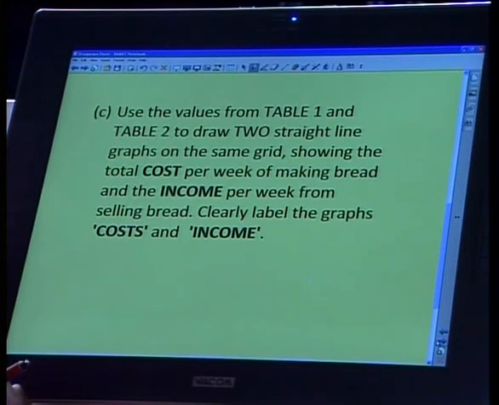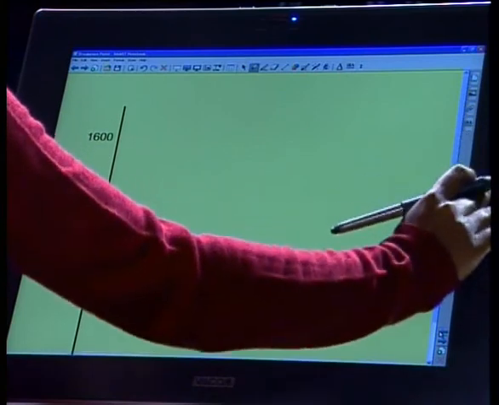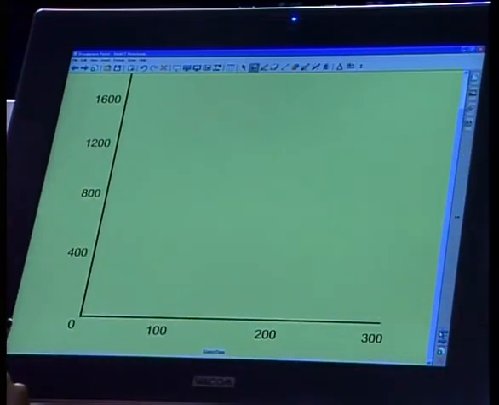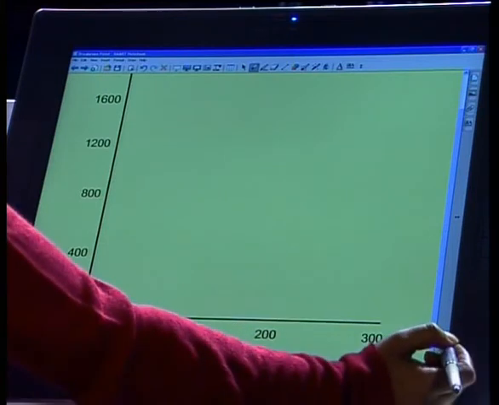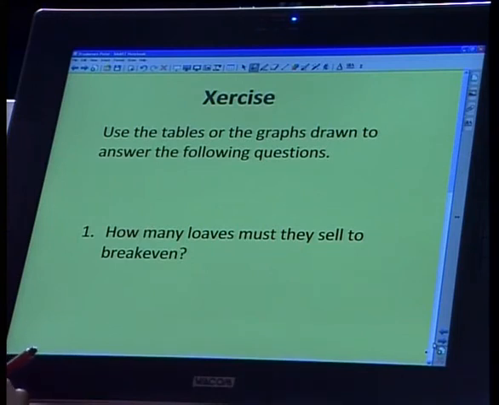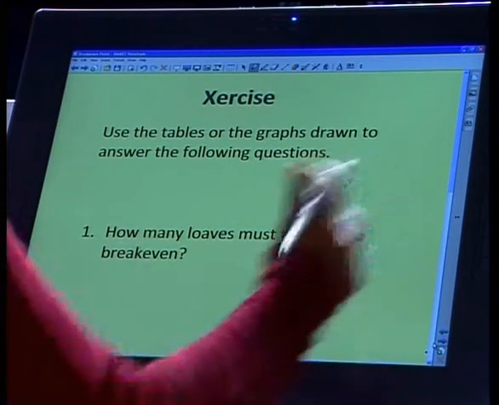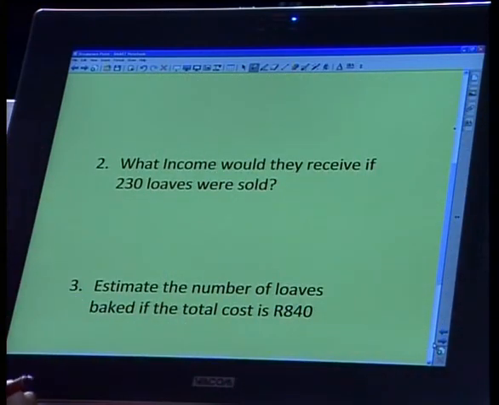Part C. Use the values from Table 1 and Table 2 to draw two straight line graphs on the same grid showing the total cost per week of making bread and the income per week from selling bread. Clearly label the graphs, costs and income. Use the tables or the graphs drawn to answer the following questions. Question 1. How many loaves must they sell to break even? Question 2. What income would they receive if 230 loaves were sold? And question 3. Estimate the number of loaves baked if the total cost is 840 rand.